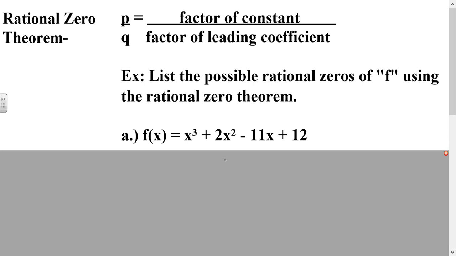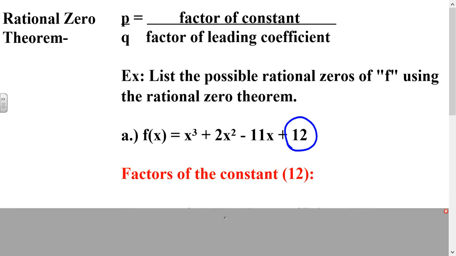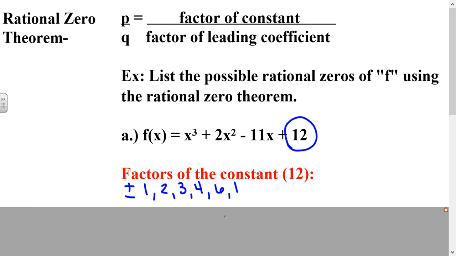I would find all the factors of the constant. The constant is the number at the end without the variable. So I'm listing all the factors of 12. These are numbers that I can divide into 12 or that multiply to be 12. It could be positive or negative. So I could have 1, 2, 3, 4, 6, or 12. Any of these could be positive or negative, so I just put one big plus or minus sign in the very front. You can write it in front of each number, but it's kind of redundant.